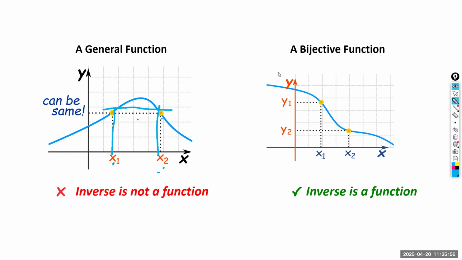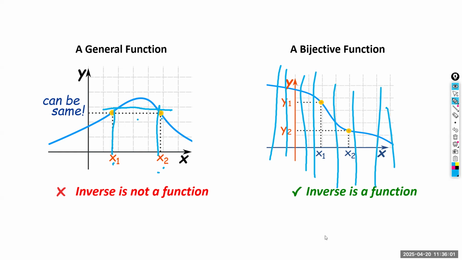But this is definitely a bijective function. You can see it's one to one, and assume no open values. Its inverse is going to be another function.